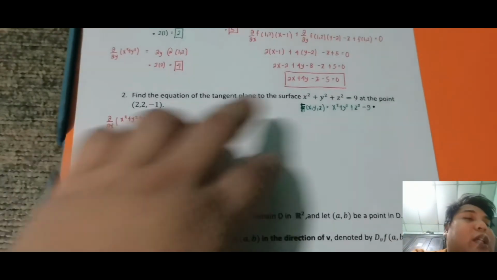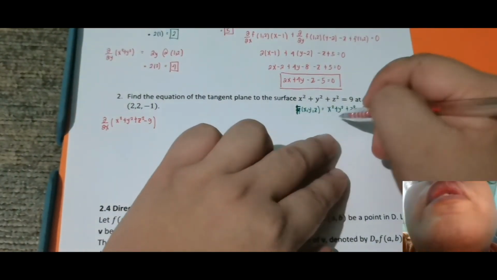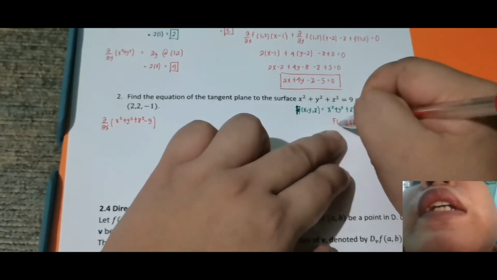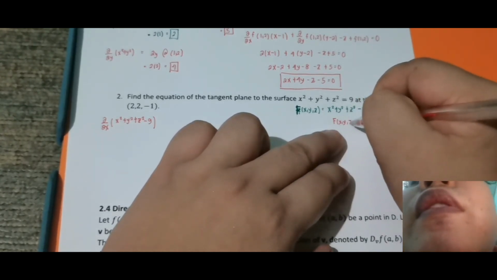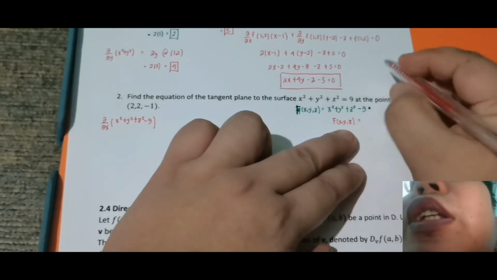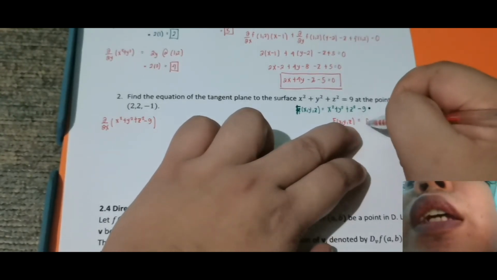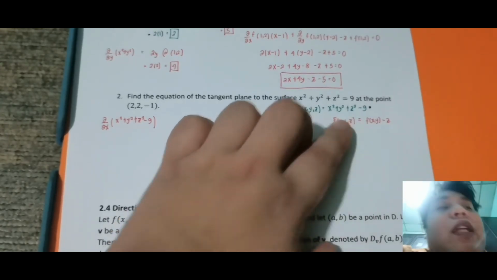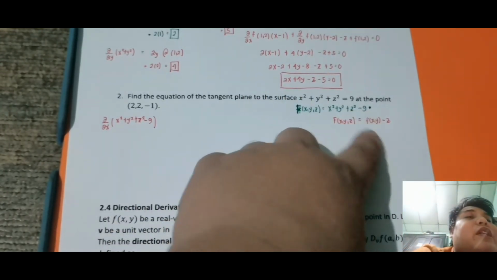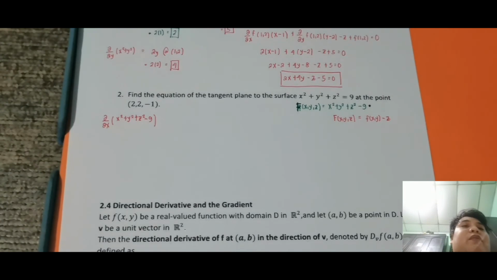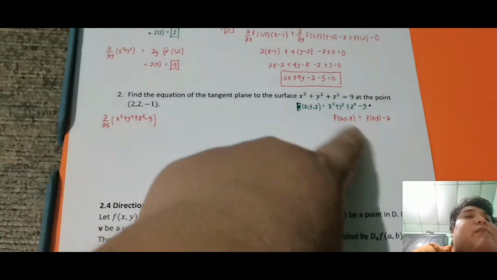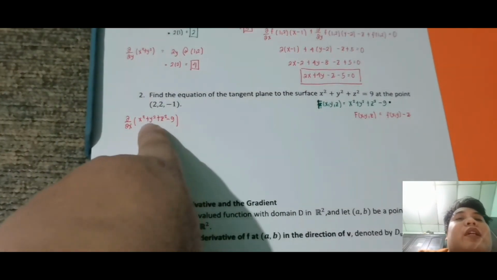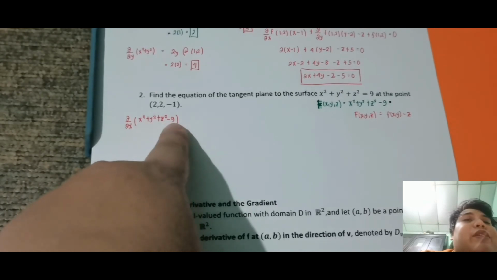So, sir, paano mo na-derive yan? Actually, may gantong rule kasi. Yung f of x, y, z, equal lang siya dito sa f of x, y, minus z. So, yung z natin is yung nasa 9, yung minus 9. Kaya ganyan ginawa ko. Okay, so tandaan yung ganyang factor. So, again, ito na yan: x squared plus y squared plus z squared minus 9.